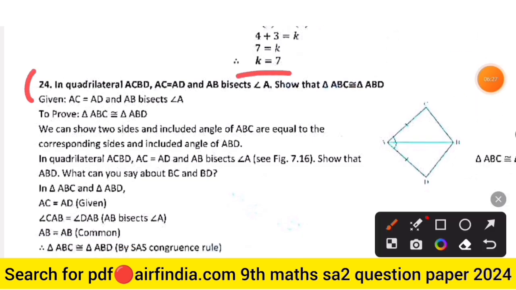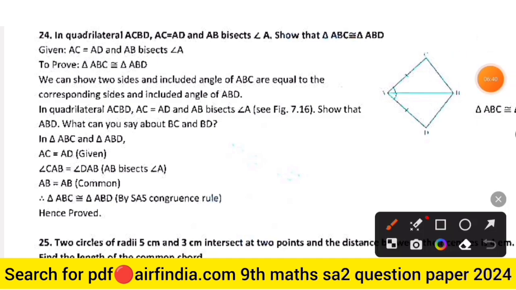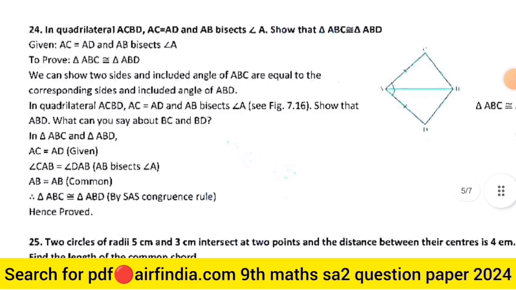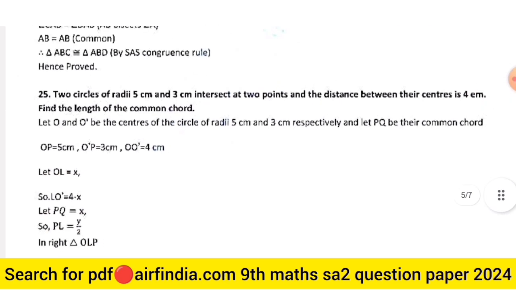Okay, question number 24: in quadrilateral ACBD, AC is equal to AD and AB bisects angle A. Show that triangle ABC is congruent to triangle ABD. So the given conditions are included, this is the diagram, and you can prove this question. Okay, the next question is question number 25.